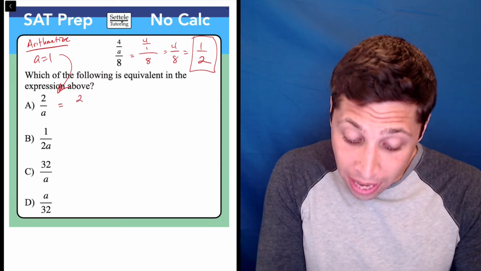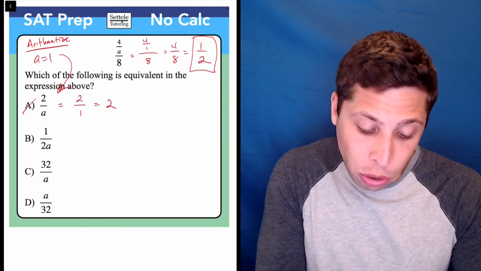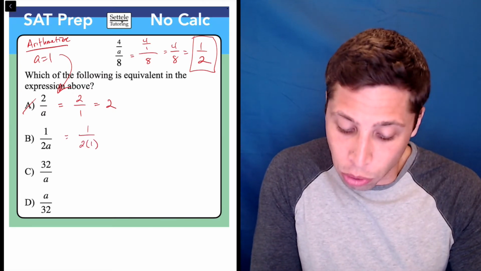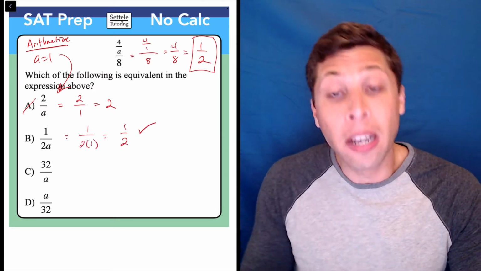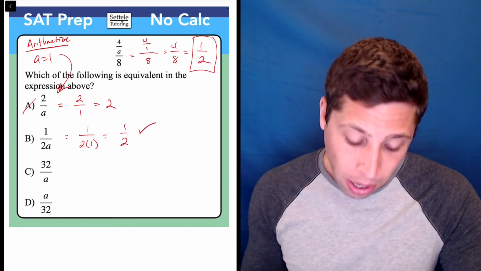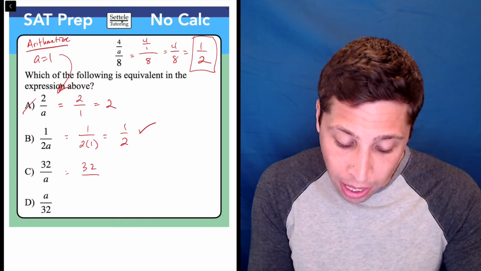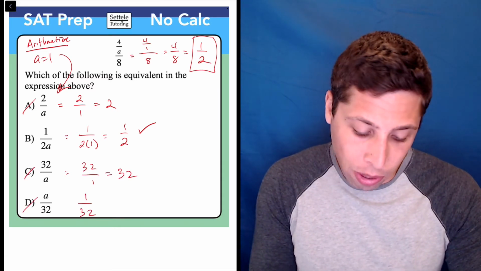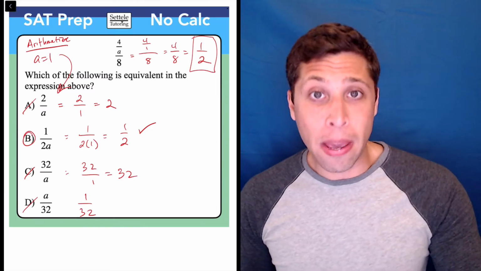So choice A would be 2 over 1, that's just 2, so that doesn't work. Choice B, though, would be 1 over 2 times 1, so that's 1/2, that looks good, but we do need to check every answer choice just in case we get unlucky and picked a weird number. So we can continue, though, really quickly. 32 over 1 is just 32, that's no good, and 1 over 32 is way too small, so there you go. B is the answer.